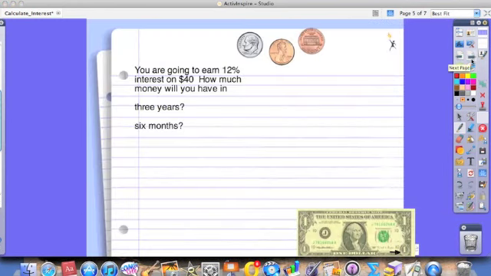Now you're going to try this problem on your own. You will earn 12% interest on $40. How much money will you have in 3 years? How much money will you have in 6 months? Copy the problem, solve the problem, and bring your answer to class the next day.